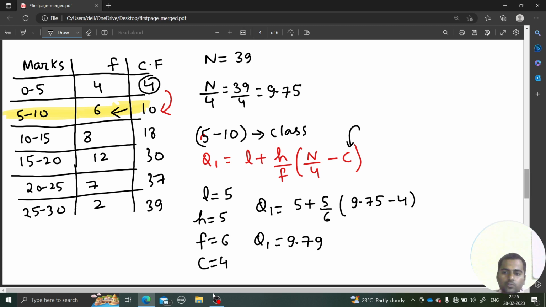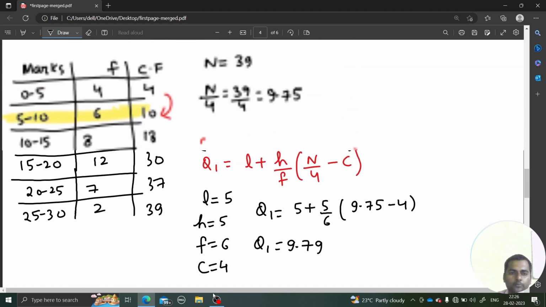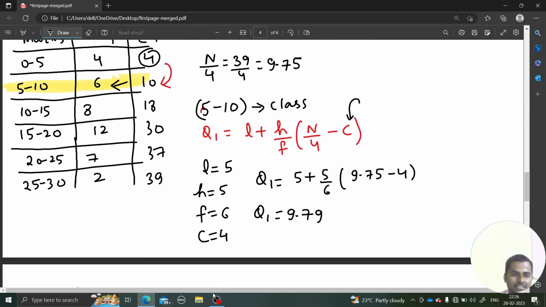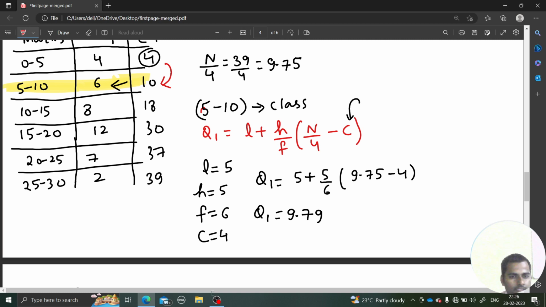Similarly for Q3, we need to focus on this factor, which is 3n by 4. So 3n by 4 will be thrice of n by 4. n by 4 was 9.75. So if I calculate this, it comes out to be 29.25. Now larger than 29.25, I am seeing 30. So let's use some other color and highlight this. So this 30 is our required value.